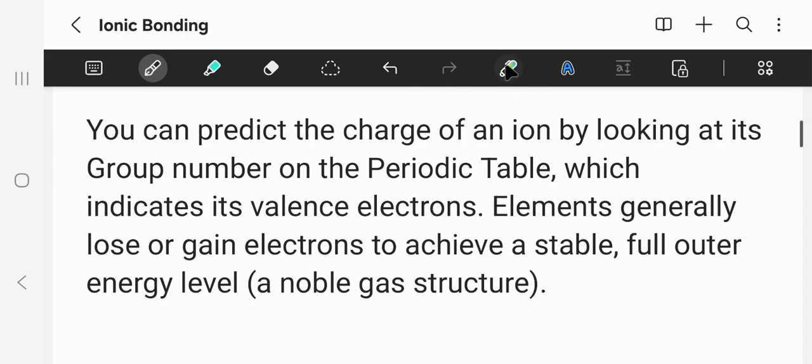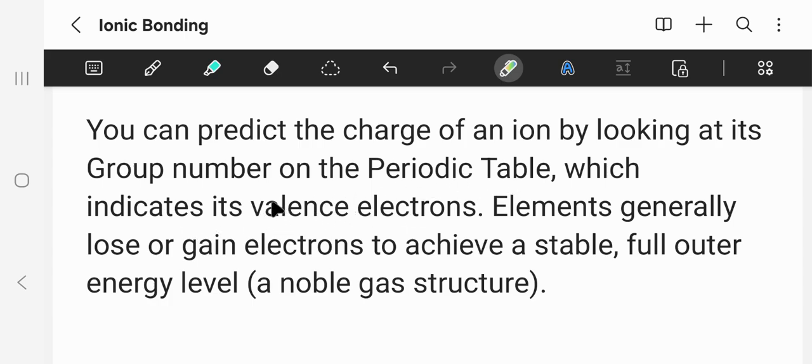So you can predict the charge of an ion by looking at its group number on the periodic table. We know that the group numbers tell us how many valence electrons there are, and this will also tell us the number of electrons that are either gained or lost. That's what the periodic table will assist us with. So this indicates what we know on the periodic table.